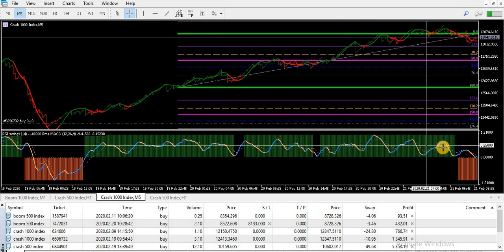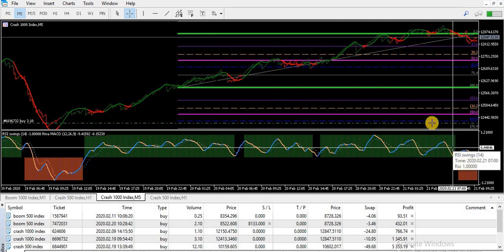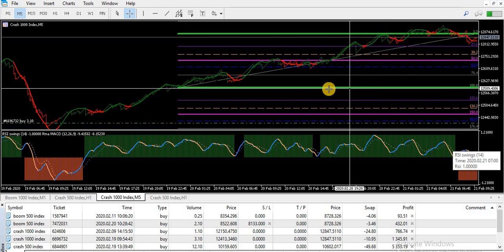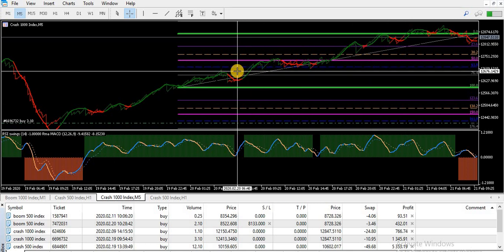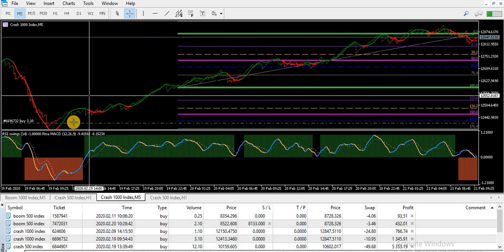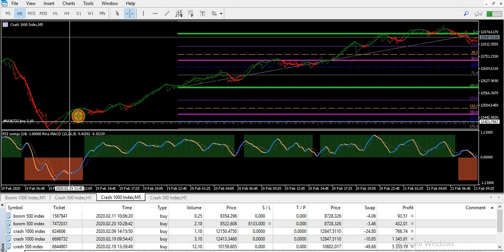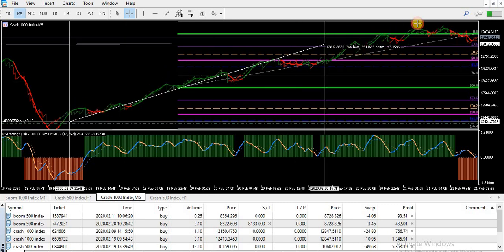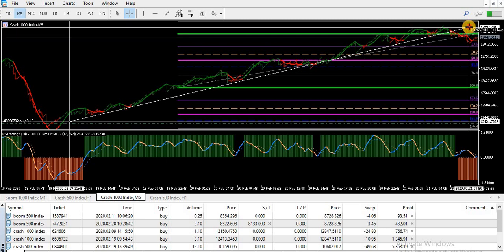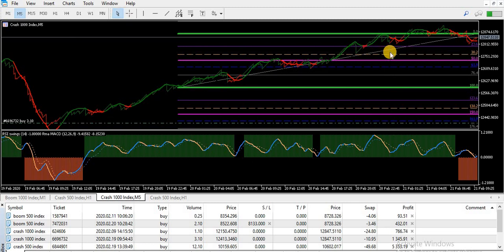And look, this signal I also posted in my WhatsApp group, and look at this buy, how many pips, 500 and some plus. Crash 1000 trading using this system.